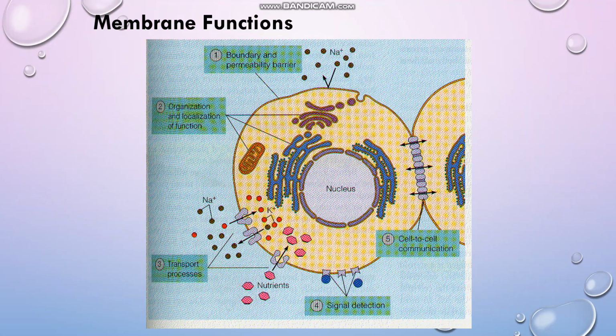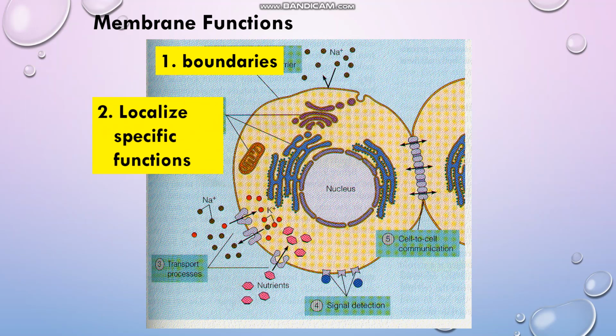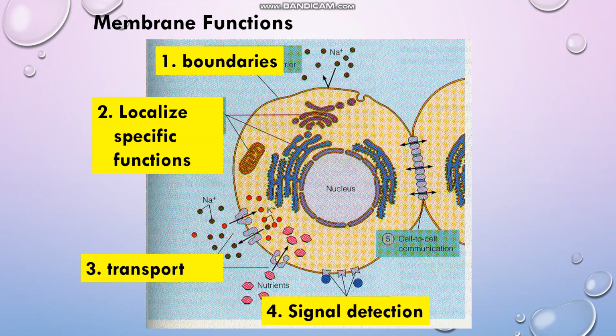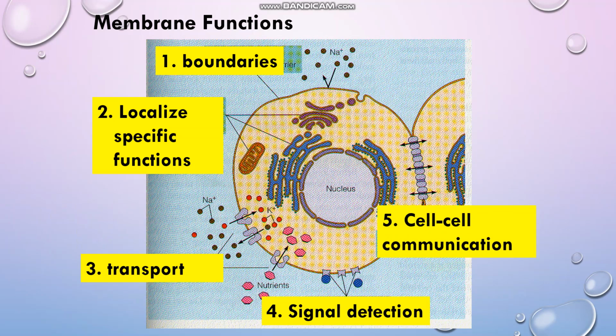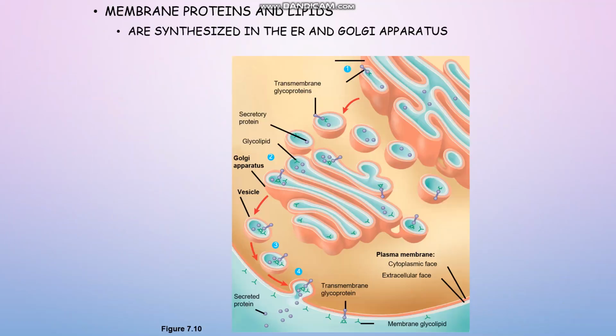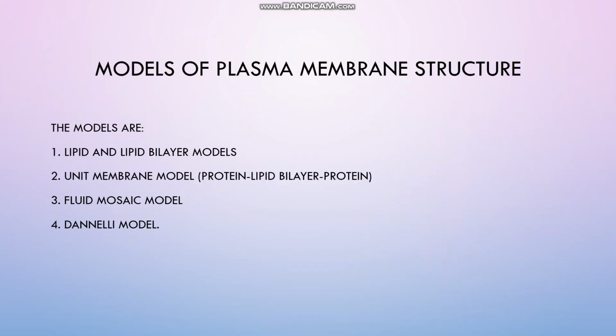So what are its functions? The first main function: it creates a boundary between the cell and the outside environment. It localizes specific functions. It helps in transport of molecules from outside to inside and vice versa. It helps in signal detection. It helps in cell-to-cell communication, and it helps in cell-to-cell adhesion. These are synthesized in the endoplasmic reticulum and Golgi apparatus.